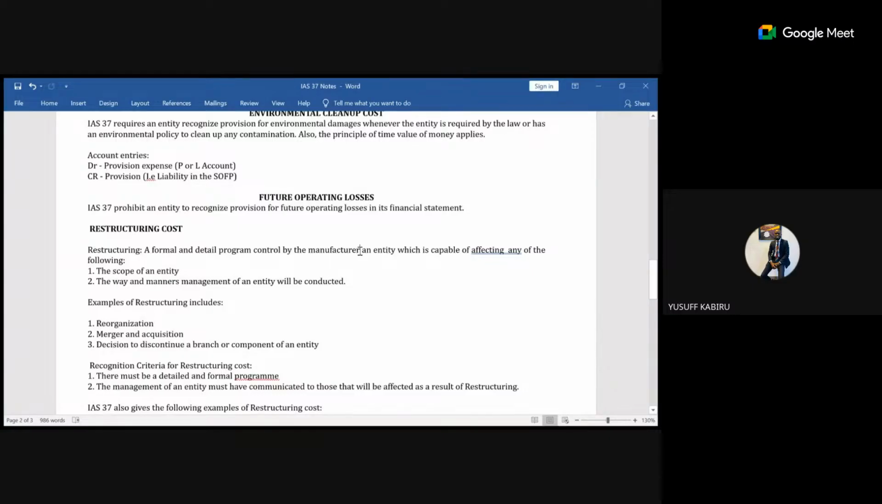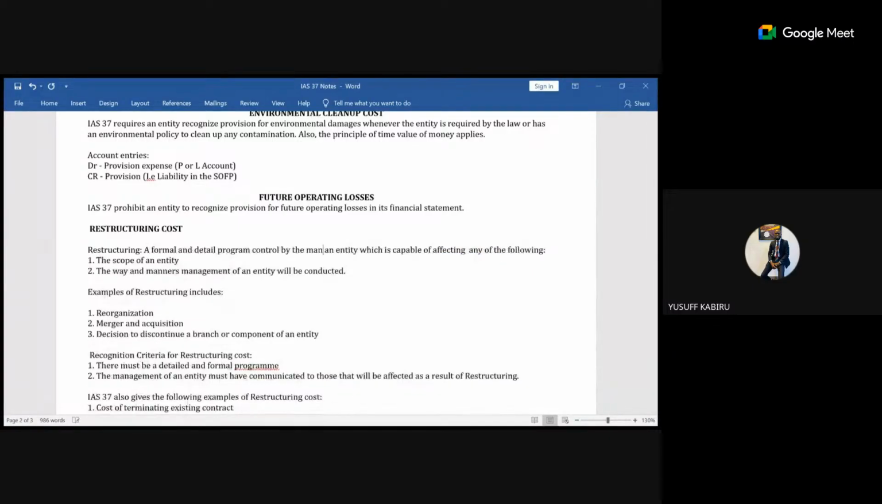A formal or detailed program controlled by an entity which is capable of affecting any of the following.